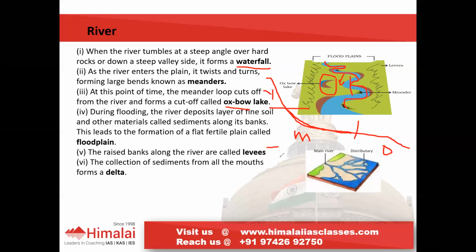Whenever flooding occurs, a layer of soil gets deposited along the river that is called a flood plain. And the raised banks of a river are called levees. And during the old stage, as a lot of sedimentation occurs, the main channel divides into multiple other channels. These are called distributaries. So the land of sediments along with all these channels is named a delta.